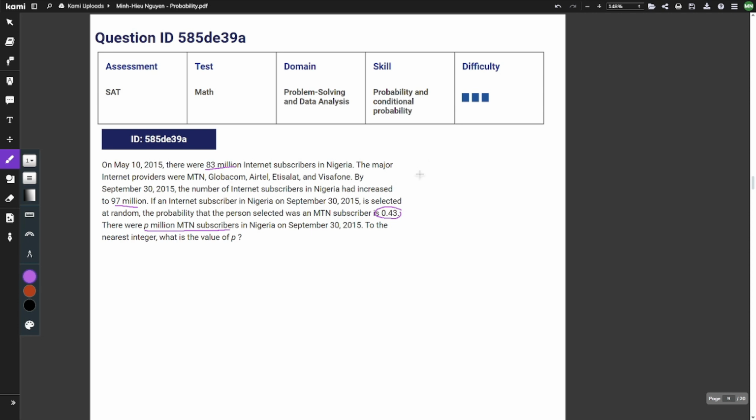But all you really need to get out of this is that there was 97 million people on September 30th, because they asked for September 30th. Then they asked how many million subscribers did MTN have. And we know that it's going to be 0.43, well, the probability at least. So all you have to do now is multiply 0.43 by 97 million. That's literally all you have to do. All that whole paragraph just to say that. Like this first sentence you didn't even need. No one cares about May 10th.